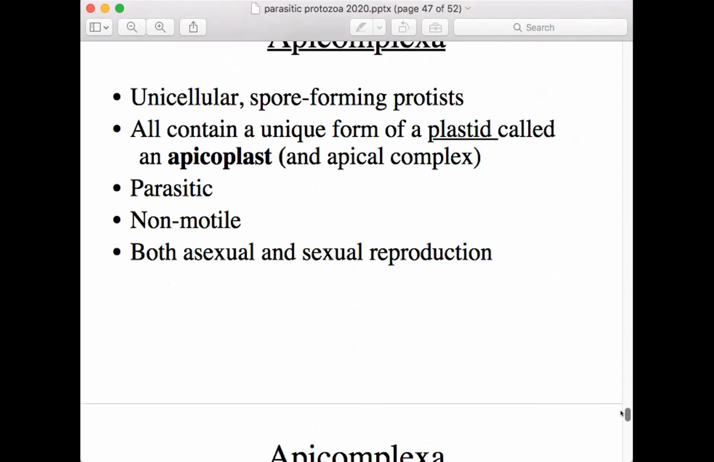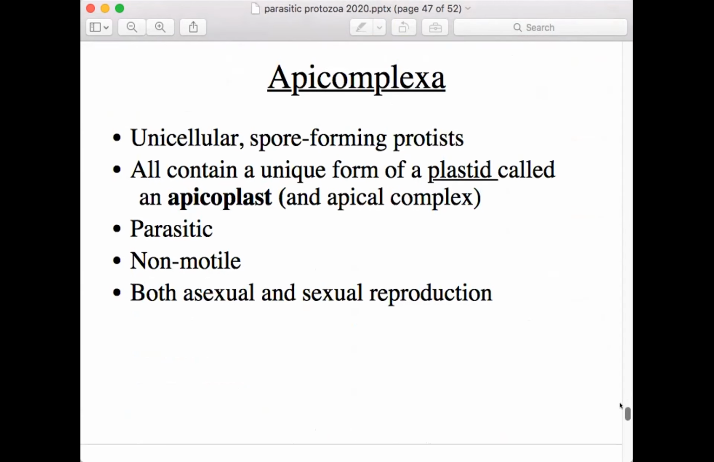Another group of parasitic protozoans that we cannot overlook are the Apicomplexa. Write these terms down real quick. Apicomplexa, all right? These are our unicellular spore-forming protists. They contain a special type of plastid that we'll call an apicoplast. These are obviously parasitic organisms. They're typically non-motile. They can reproduce both sexually and asexually, okay?